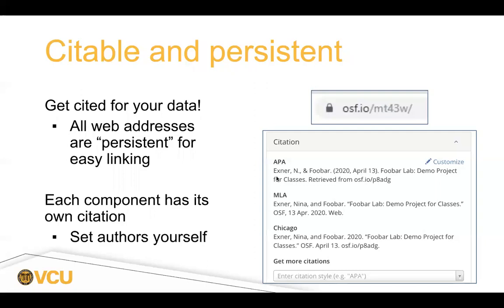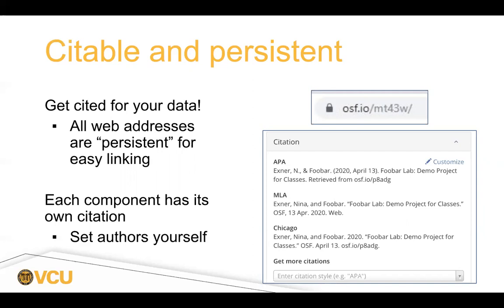You can also create a citation. It's going to automatically make one with the author that created the project. Usually that's going to be you. But you can also customize what it will look like, and you can choose which contributors are authors and which aren't. So you could, for example, when you're working on your dissertation, let your advisor have read access to the whole dissertation without getting credit on the citation.